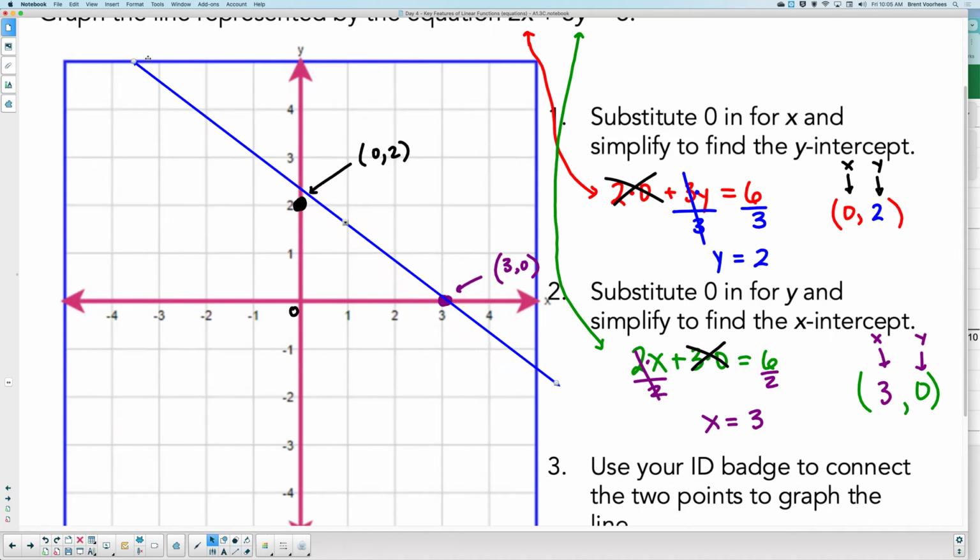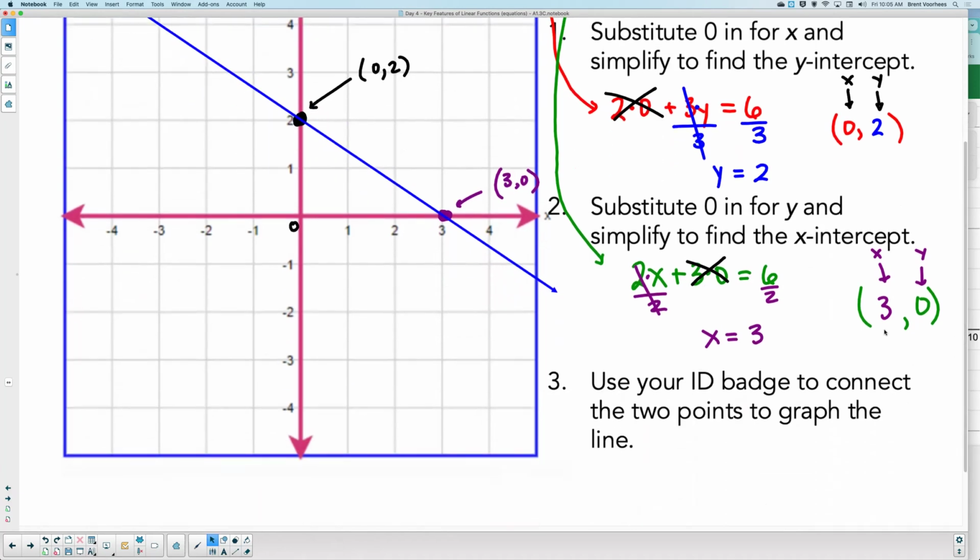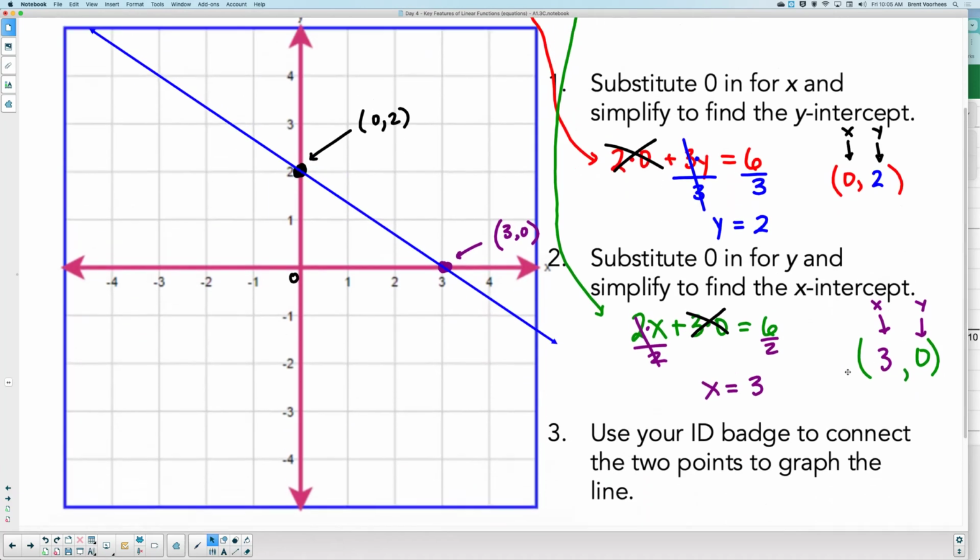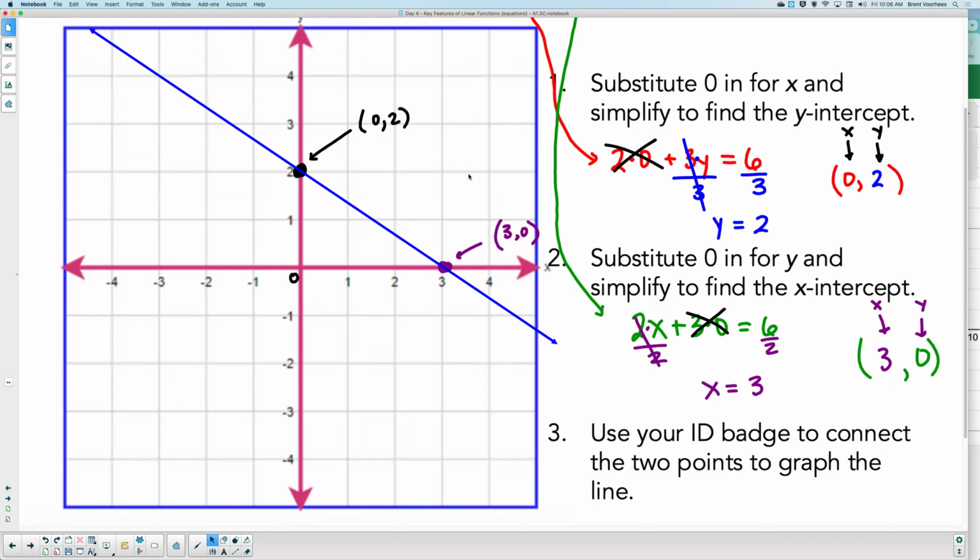It looks like I just missed a little bit on mine. So something like this. That's what your line should look like. Use your ID badge and connect those. All right, so that's the process that we're going through today. Now let's practice that again.